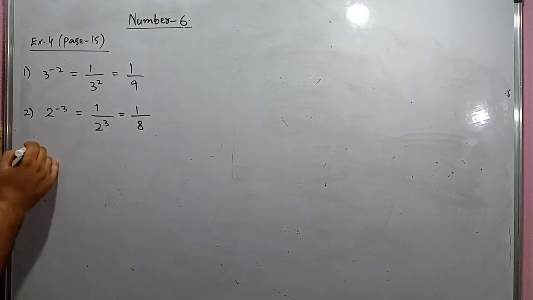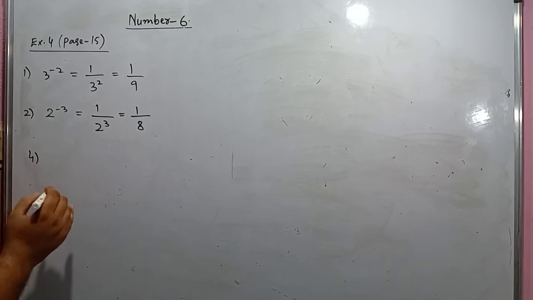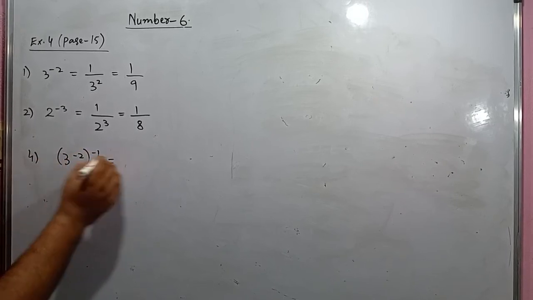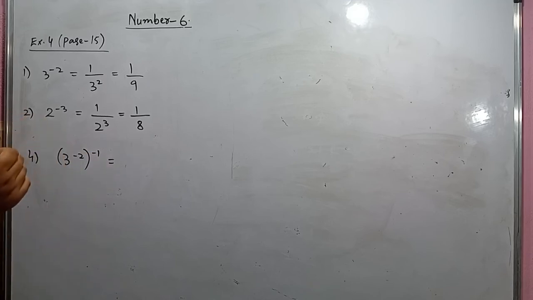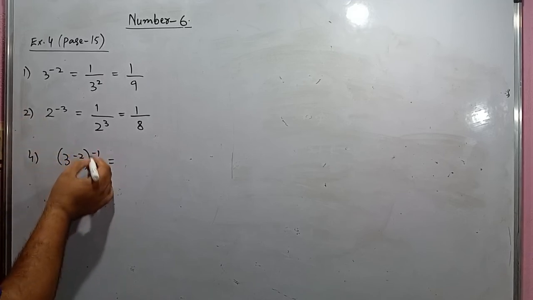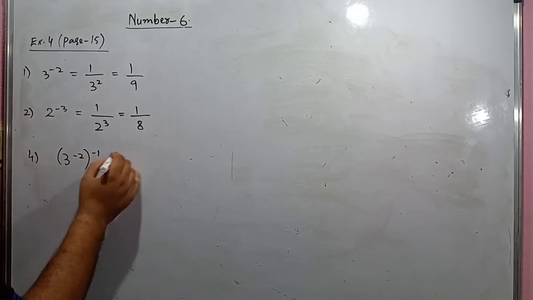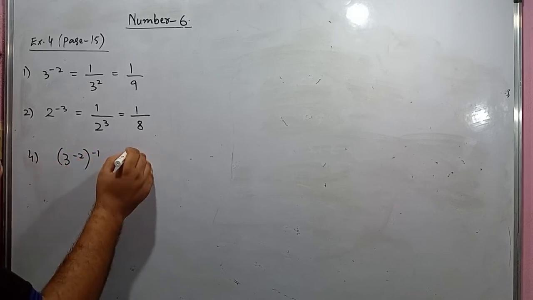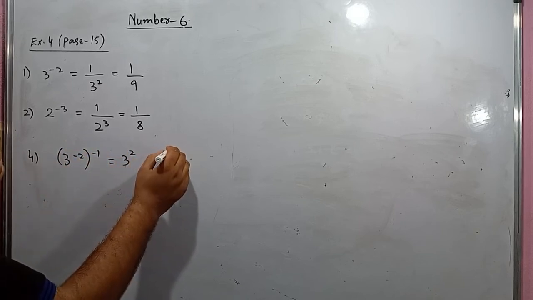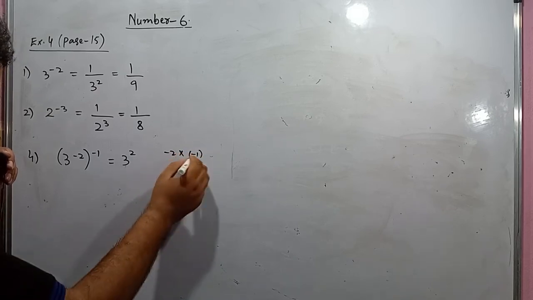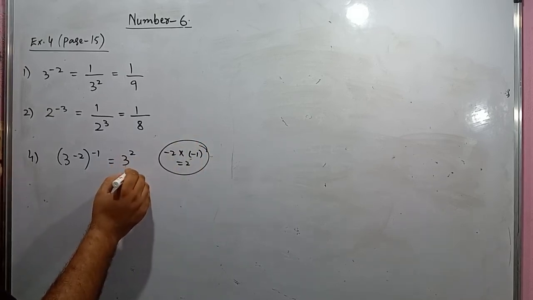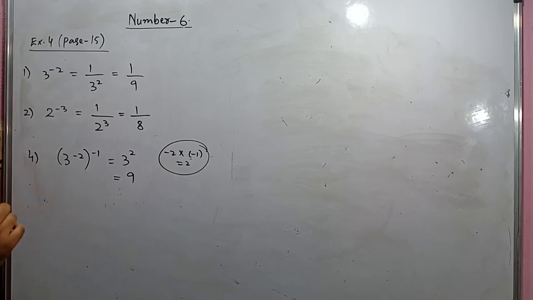Now you can see the fourth one. What is the fourth one? It's 3 to the power minus 2 whole power minus 1. You can see this minus 2 and minus 1, they are the powers. So we should multiply, because bracket is there. It is 3 to the power minus 2 into minus 1. So that is 2, because minus 2 into minus 1, minus minus plus, 2 ones are 2. So 3 square is 3 3s are 9 here.